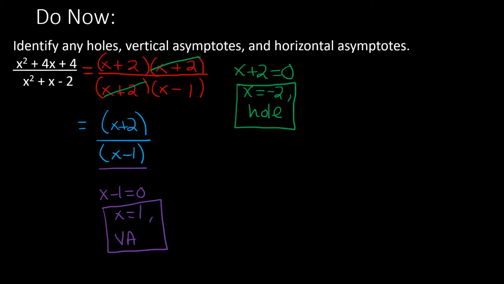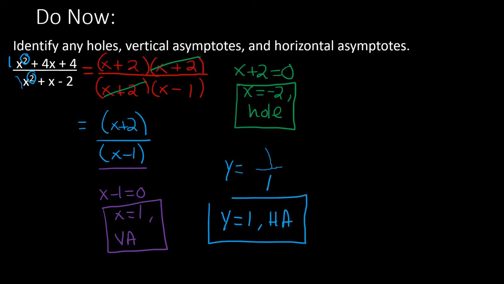And lastly, for our horizontal asymptote, you'll recall that there were some rules around the degree of the numerator and the degree of the denominator. Because these two degrees match, what we have to do is take the coefficient of the numerator, which is 1, and divide that by the coefficient of the denominator, which is also 1. And so we get that y equals 1, which is our horizontal asymptote.